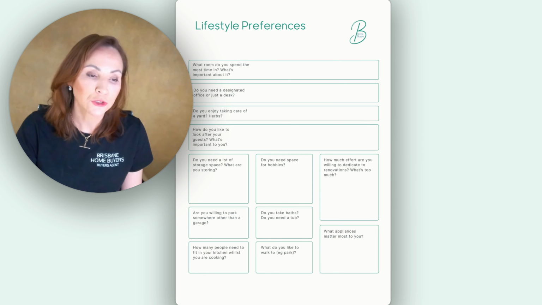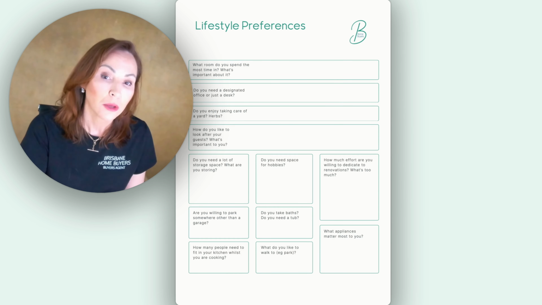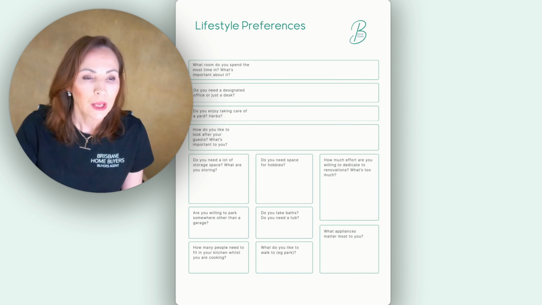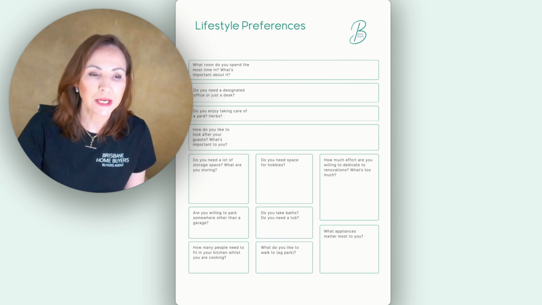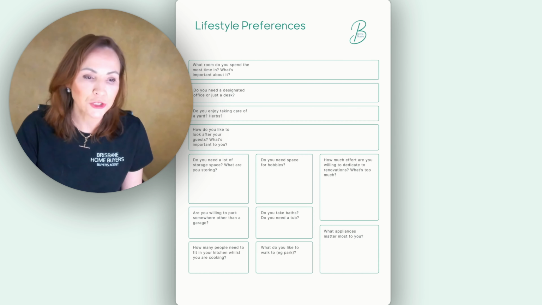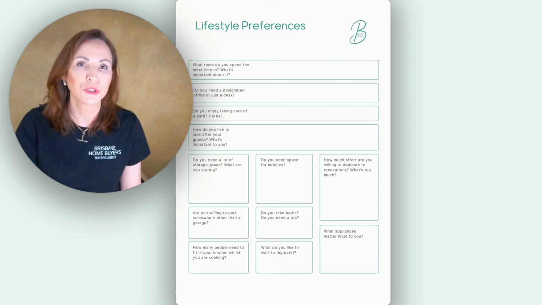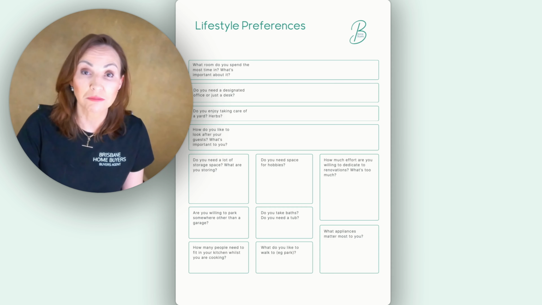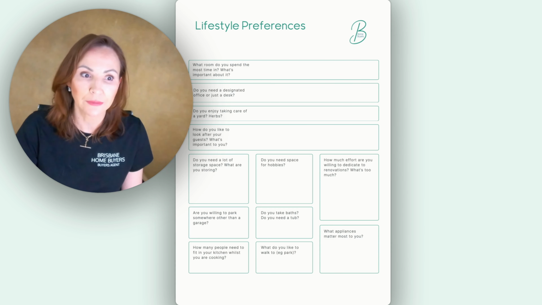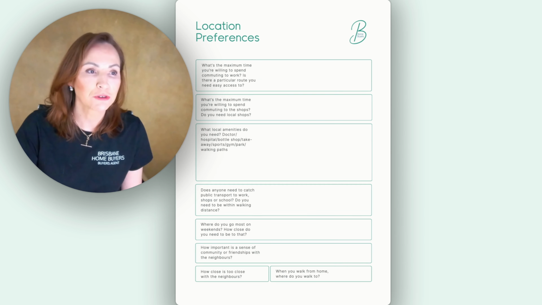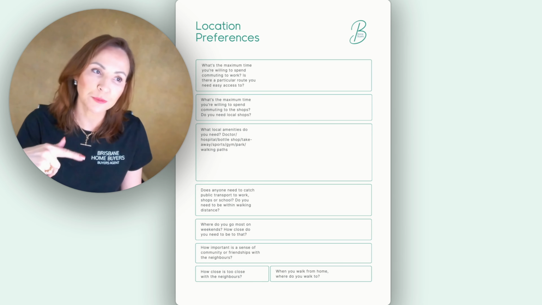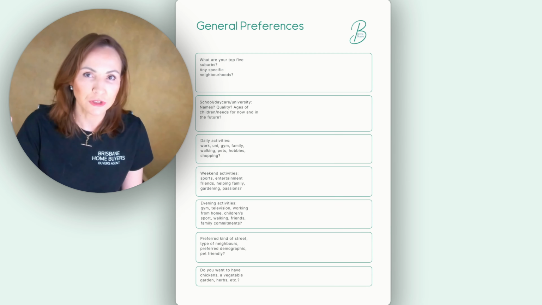What do you like to walk to? Do you like to walk to a park? Do you like to walk to the fish and chip shop? How much effort are you willing to dedicate to renovations, and what's too much, and what appliances matter most to you? So that's an interesting one. Appliances, there are so many appliances, aren't there? So that's our lifestyle preferences, property preferences, location preferences, and general preferences.